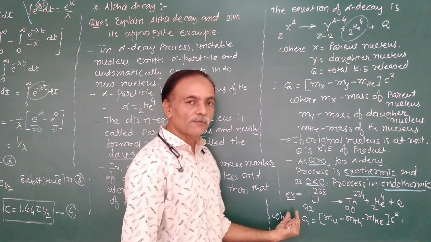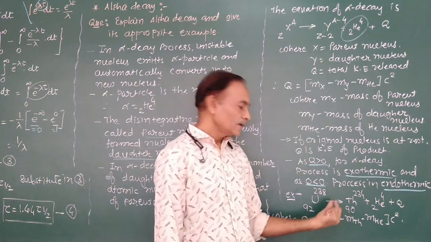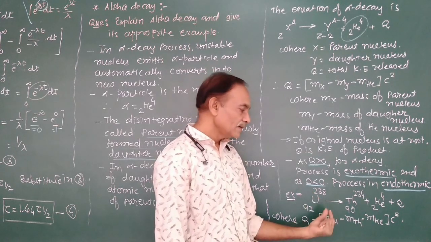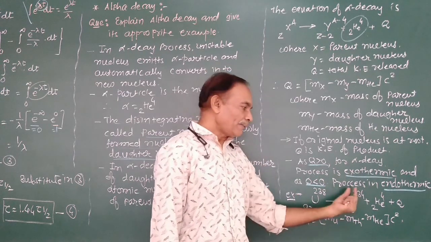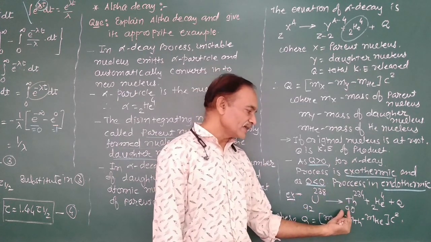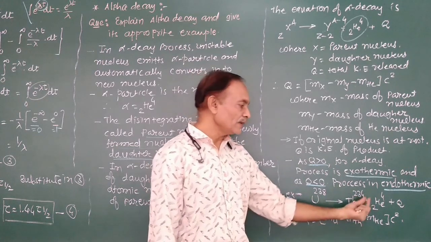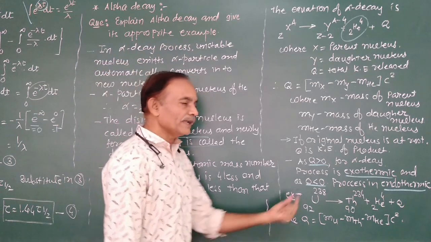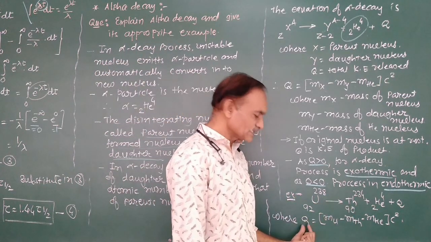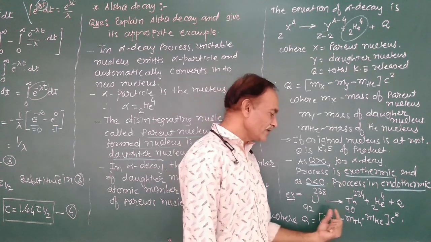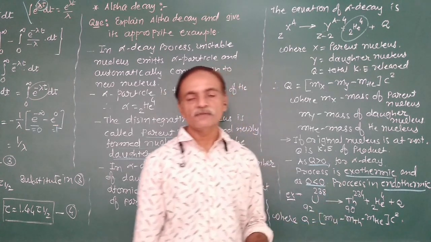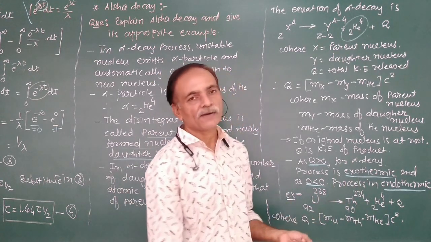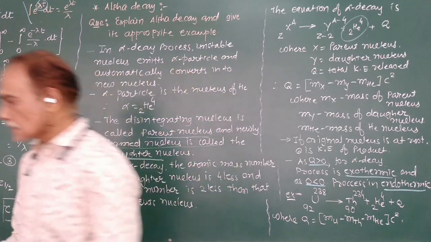Now, the example of alpha decay. The uranium nucleus 92 U 238 is unstable. After alpha decay, it converts into the thorium nucleus 90 Th 234 plus the 2He4 helium nucleus, that means the alpha particle, plus Q value. The Q value obtained during this process is Q equal to the mass of the uranium nucleus minus the mass of thorium minus the mass of helium, into c square. So this is the alpha decay.